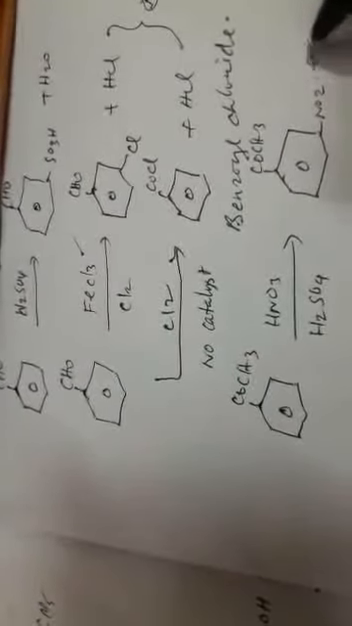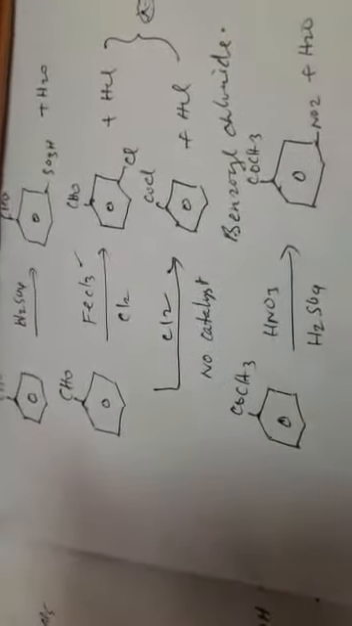Next, acetophenone reacts with nitration. Acetophenone formula: benzene ring COCH3. Nitration mixture means concentrated nitric acid with concentrated sulfuric acid. What happened? Releasing one water molecule, an NO2 group is added. In which position? Meta position only, NO2 group plus H2O.